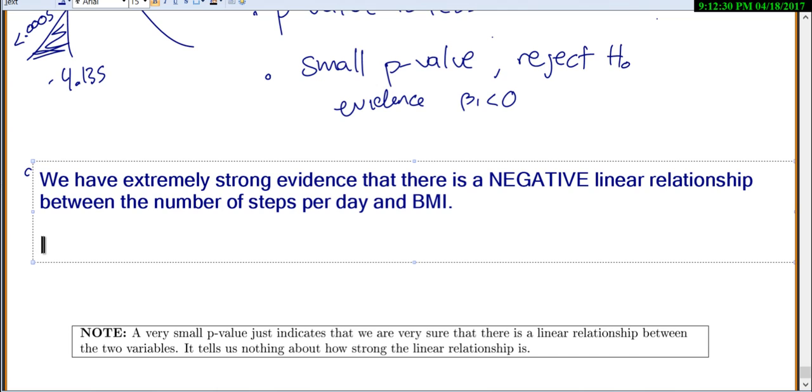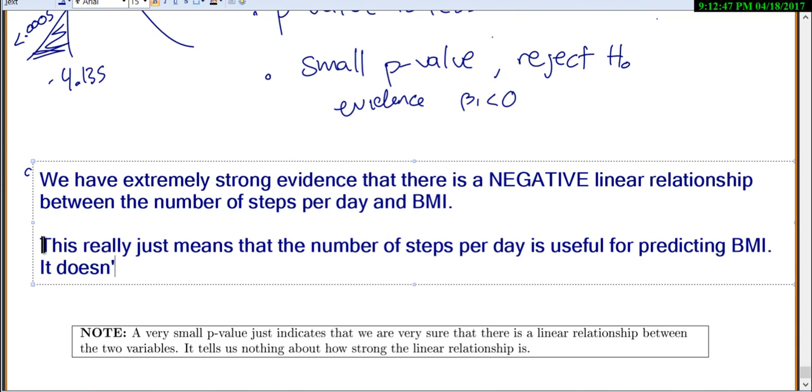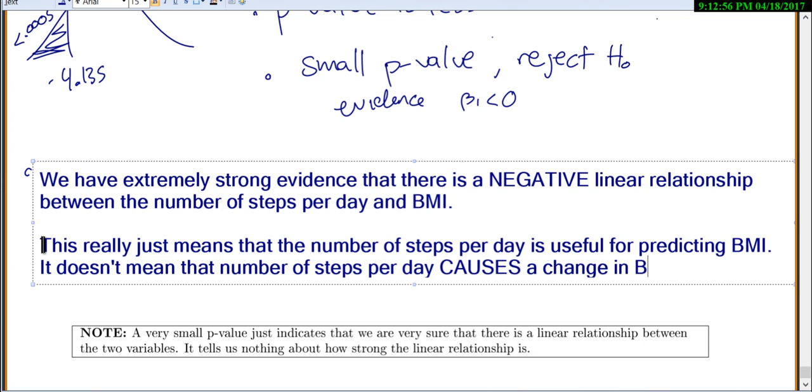And again, we want to write here that this really just means that the number of steps per day is useful for predicting BMI. It does not mean that the number of steps per day causes a change in BMI.